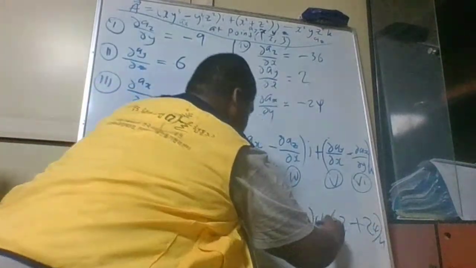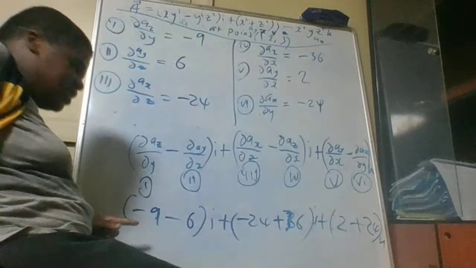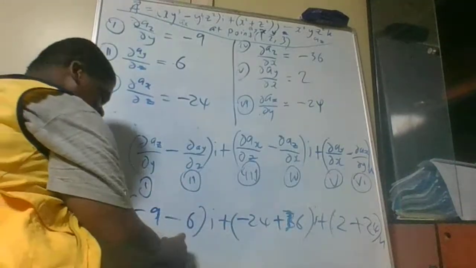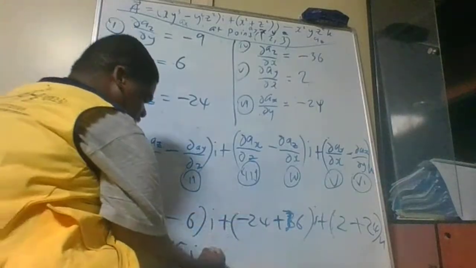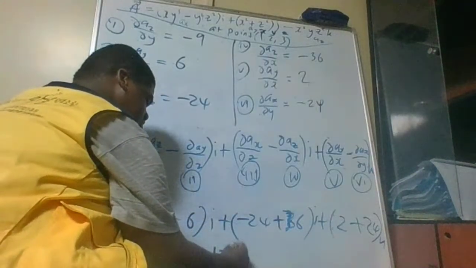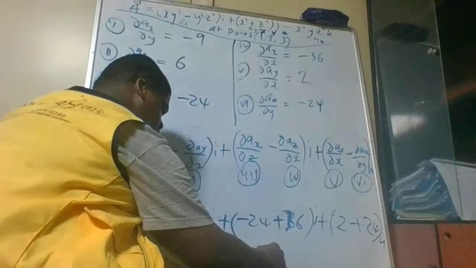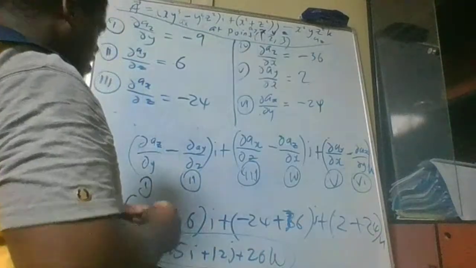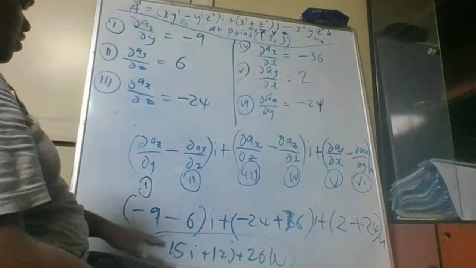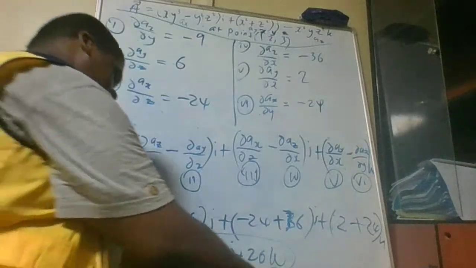This is k, this is j. You do the remaining part of the math. Minus 9 minus 6, that is minus 15 i. Minus 24 plus 36, that is plus 12 j. 2 plus 24, that is plus 26 k. This is our answer. The curl of the vector A is equal to negative 15i plus 12j plus 26k.